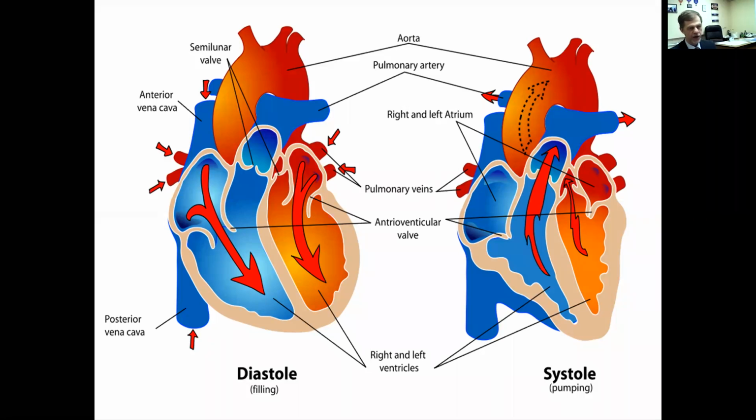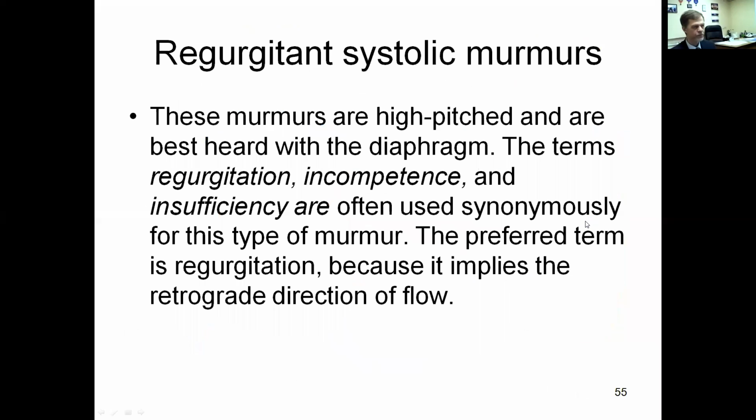As blood squeezes through a small hole, this regurgitation causes turbulence and causes a murmur. It will also be a systolic murmur, but not an ejection murmur: a systolic regurgitant murmur. The term regurgitation means improper, unusual flow due to damage of heart valves. Regurgitant systolic murmurs are high pitched and best heard with the diaphragm of the stethoscope.